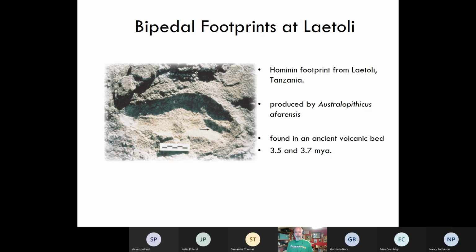What they found here, what Mary found, was thousands of footprints. 20 different animals were represented with these footprints. What happened was, these creatures were walking through mud right before a volcanic eruption, and the volcanic eruption basically created a fossil record of all these footsteps. So 20 different kinds of animals.